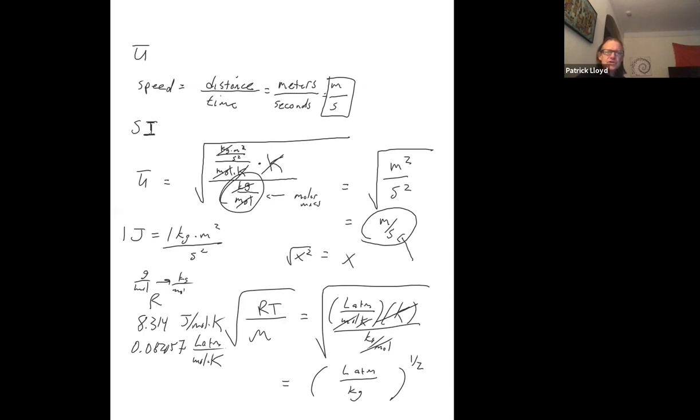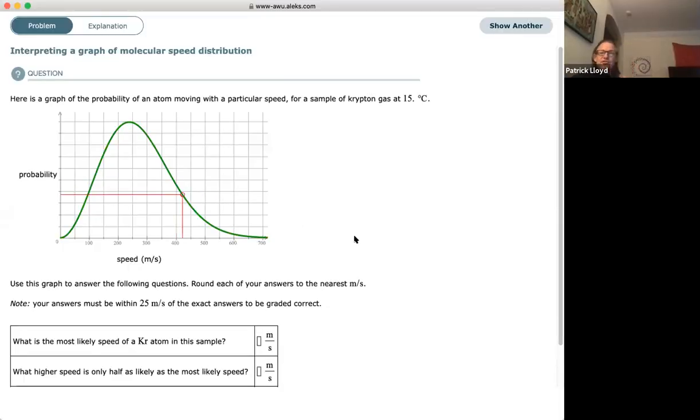Let me go to the next one. That's a nice periodic table, but I'm going to get rid of it. Let's go to the next one. Here we go, I like this one. This is a nice little problem here. The next one is interpreting the graph of molecular speed distribution.